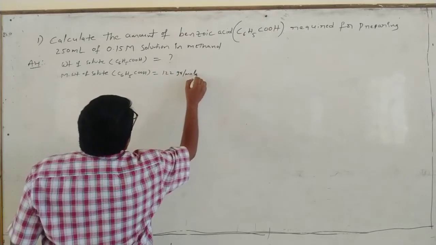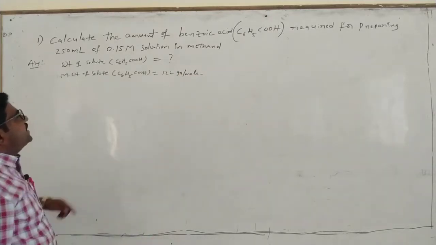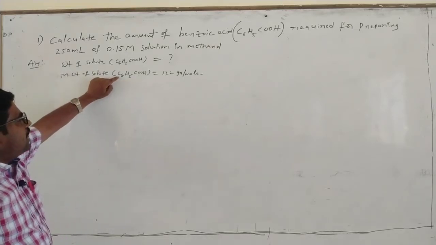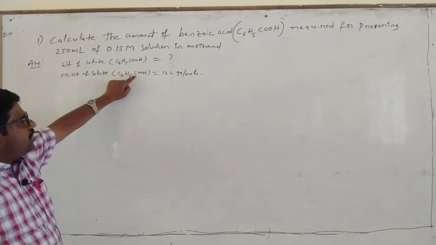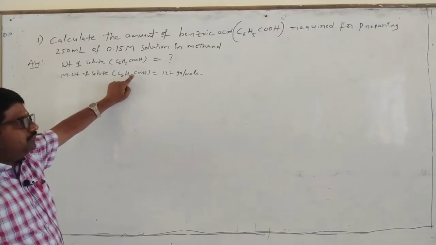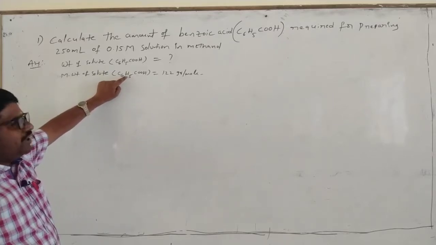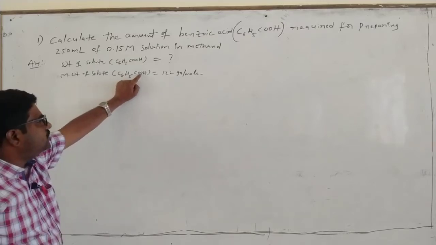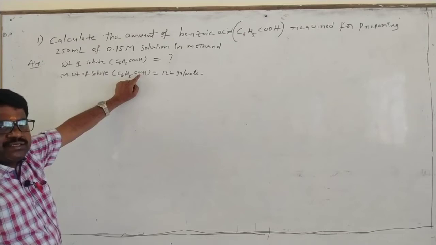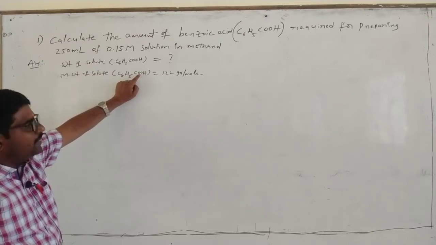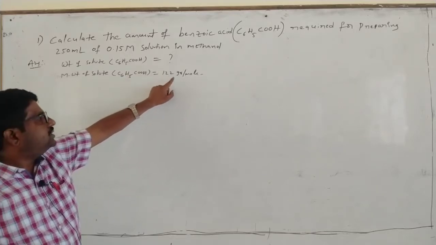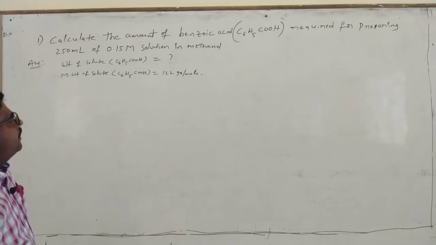Grams per mole. So generally the benzoic acid formula is C6H5COOH. Here how many carbons? Here 6, here 1, so 7 into 12. And here how many hydrogens? 5, and the atomic weight is 1, so 5 into 1. Here oxygen how many? 2, plus 2 into 16. By adding all, we got 122. That is grams per mole.